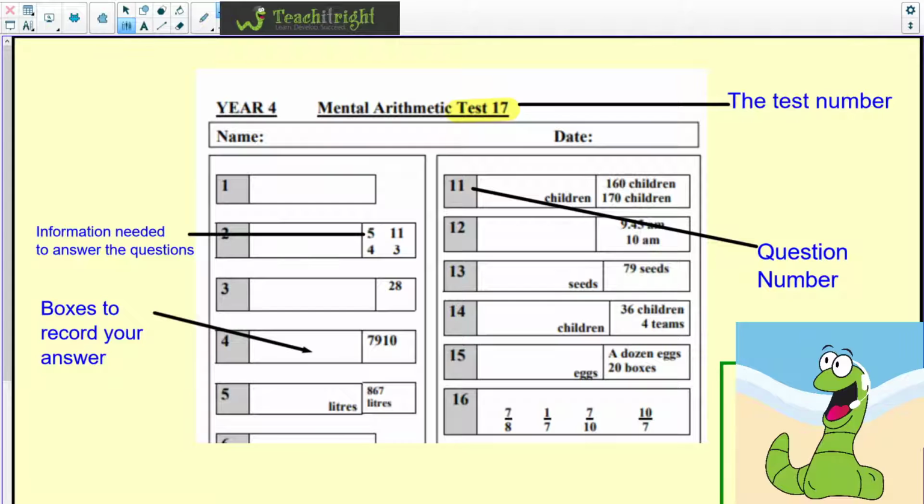And the last question for your mental arithmetic test, question 20. How much water is in the jug on your sheet?